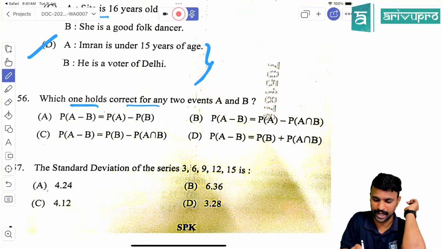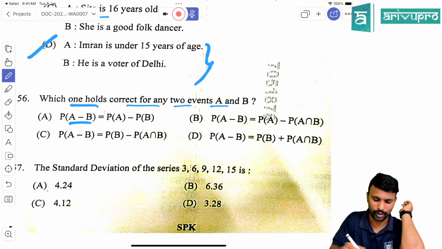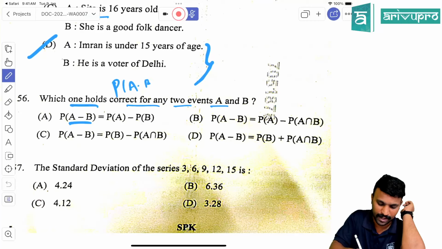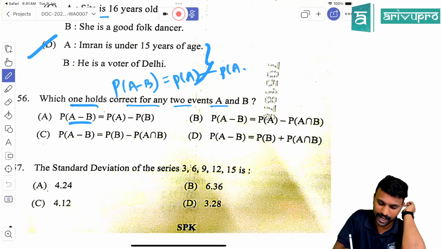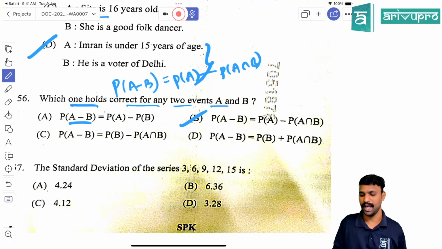Which one holds correct for any two events A and B? Guys, A minus B means only A. The formula for only A I have discussed. What is it? P of A minus P of A intersection B. That means option D is the right answer.